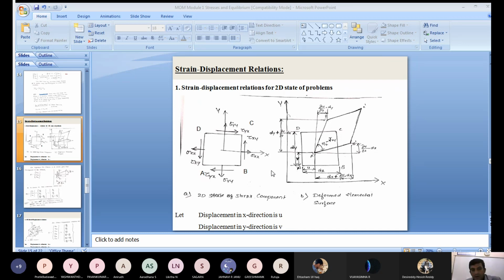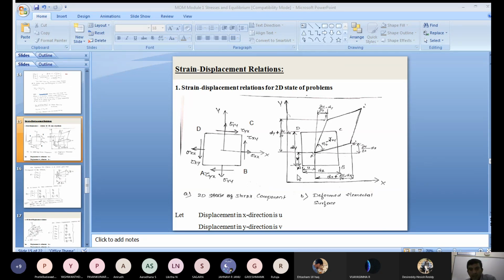Now see that earlier A is here. Now A dash moves here, right? How much does it move along the x direction? That displacement along the x direction, the deformation along the x direction, is represented as U. Similarly, the deformation along the y direction. See A here, A dash here. The deformation along the y direction we represent as V. Clear?